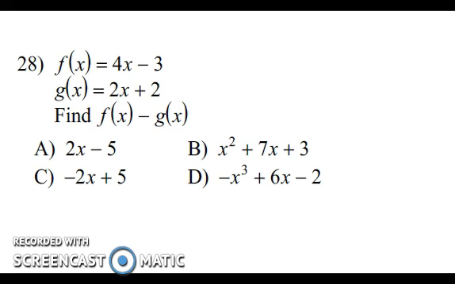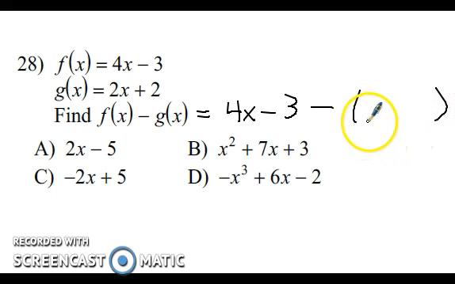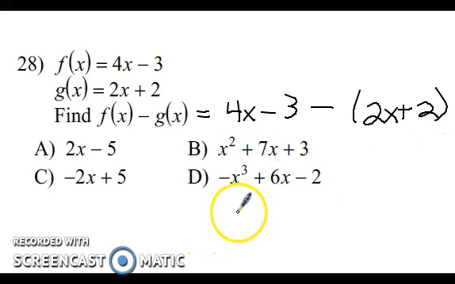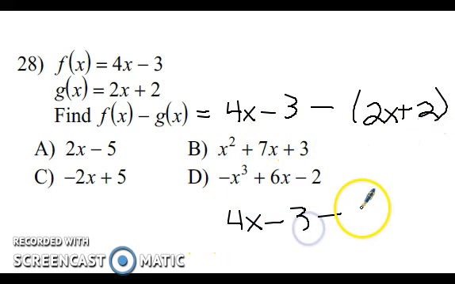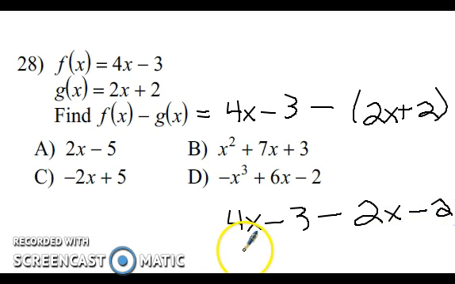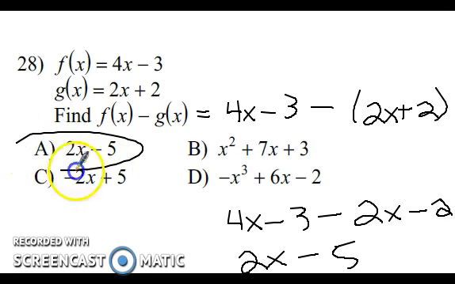So for our next question, once again, we have to perform the indicated operation. F of x and g of x, we have to subtract g of x from f of x. So f of x minus g of x. And this is the key here. We have to have the negative in front of the entire quantity of g of x. We have to distribute that negative, and then we have to combine our like terms. So 4x minus 2x is a 2x, and then minus 3 minus 2 is a minus 5. And that leaves us with A for the final answer.